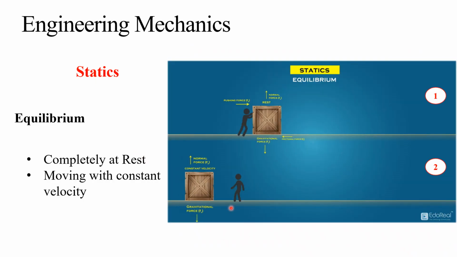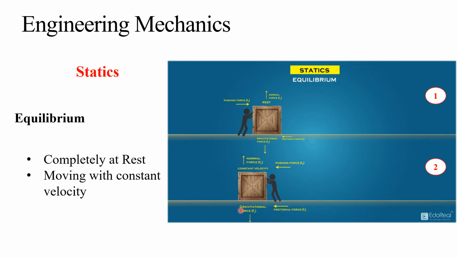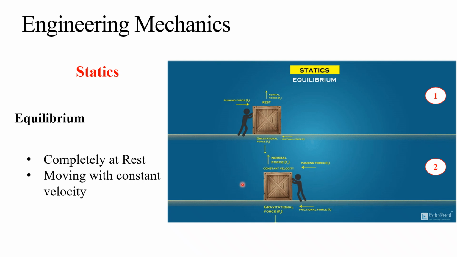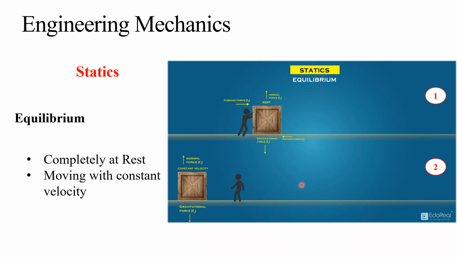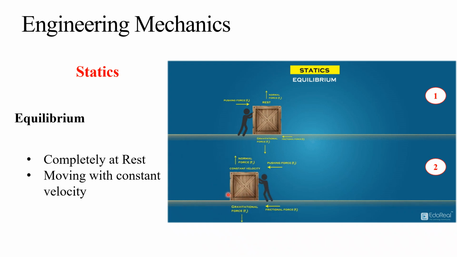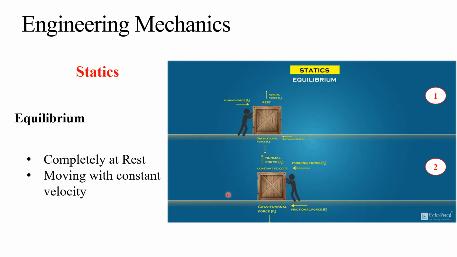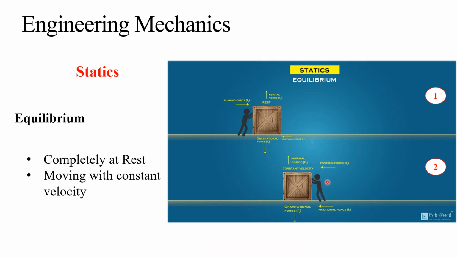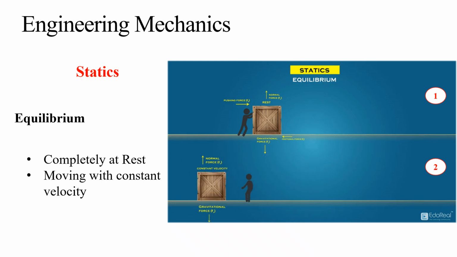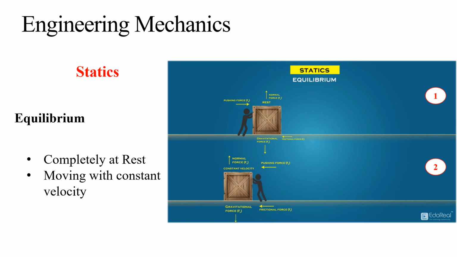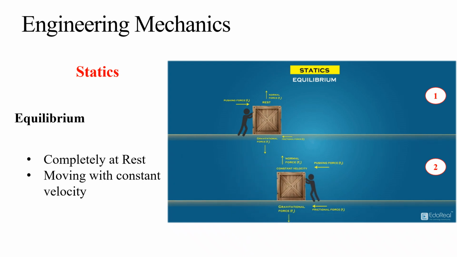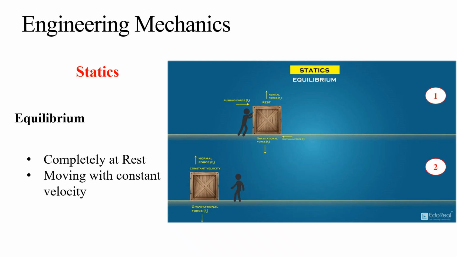In the second case, we see there is a gravitational force, there is a normal force, which is the reaction to the gravitational force, and there is a guy pushing the box, but it's still moving at a constant velocity. If that is the case, we would call the body still in equilibrium because the guy is not able to either stop it or change its velocity. So if these two cases occur, we say the body is completely in equilibrium: either it is completely at rest or it is moving with a constant velocity.